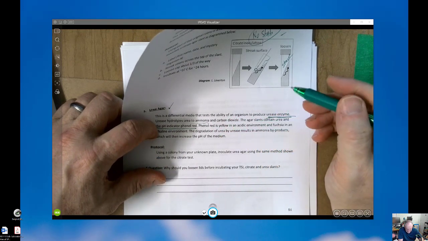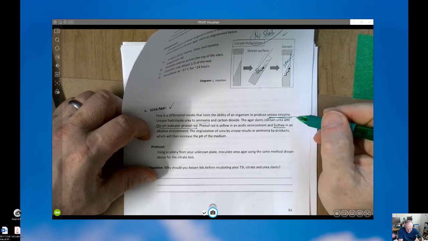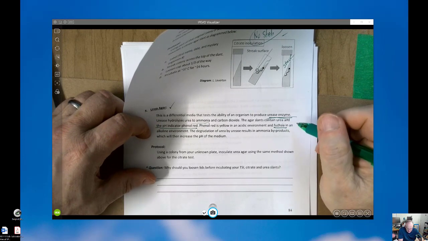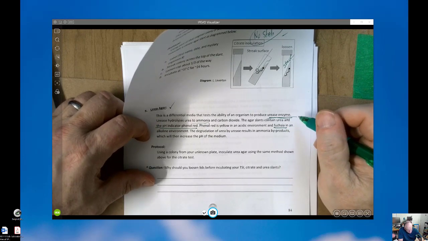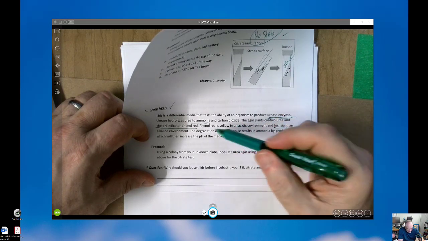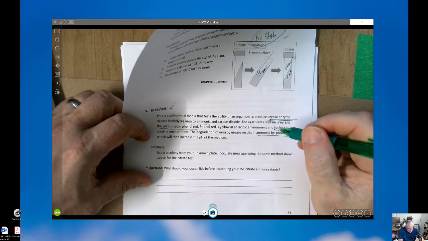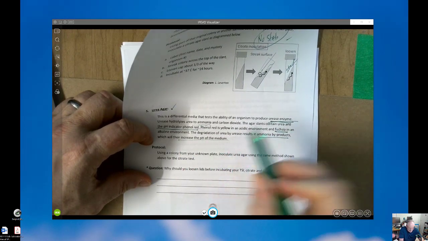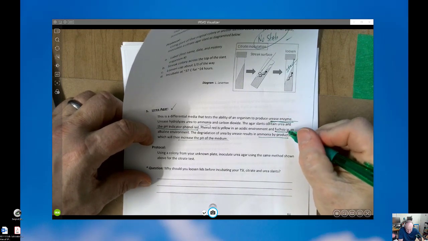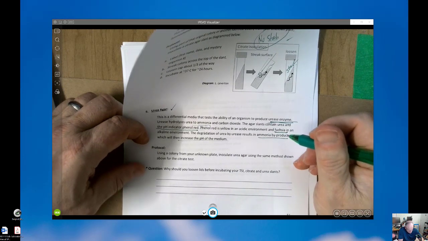Phenol red is yellow in an acidic environment, and fuchsia, which for those who are not familiar with that particular color, Hello Kitty comes to mind, if that helps. Degradation of urea by urease results in ammonia byproducts, which then increases the pH of the media, turning it into the Hello Kitty color, or that kind of ugly or loud fuchsia color, and I'll show you what that is in a minute.